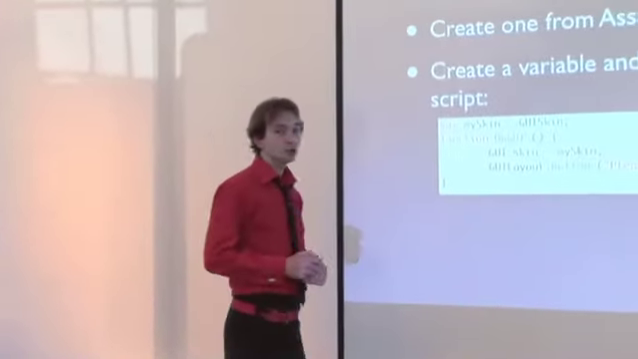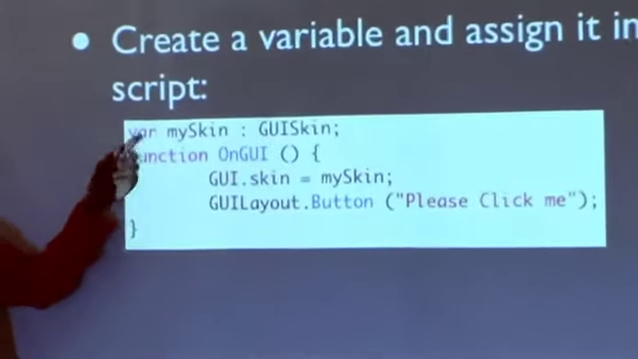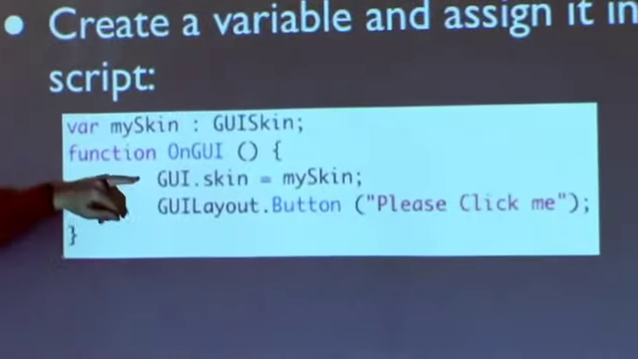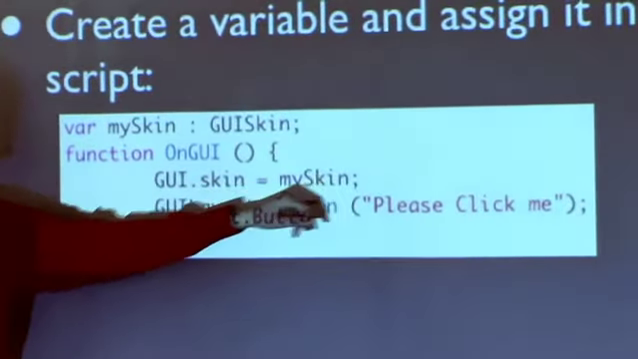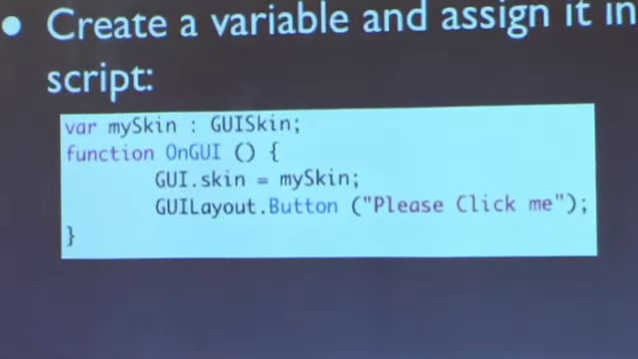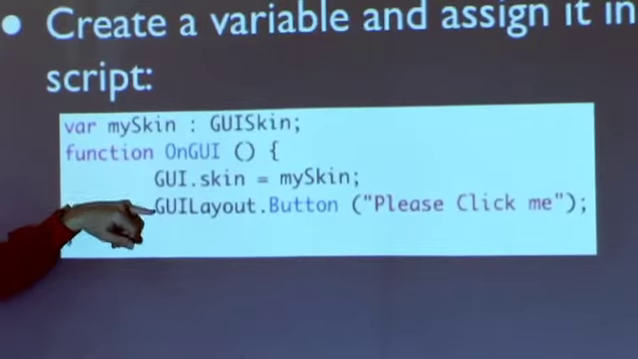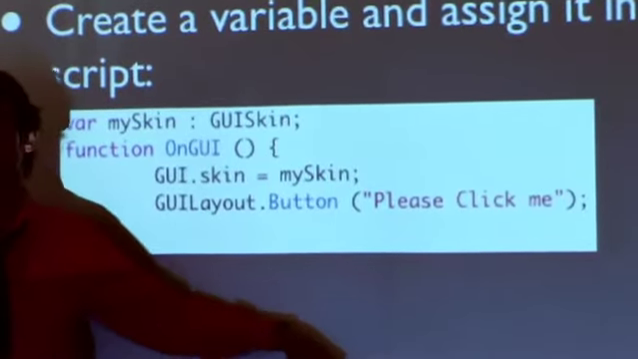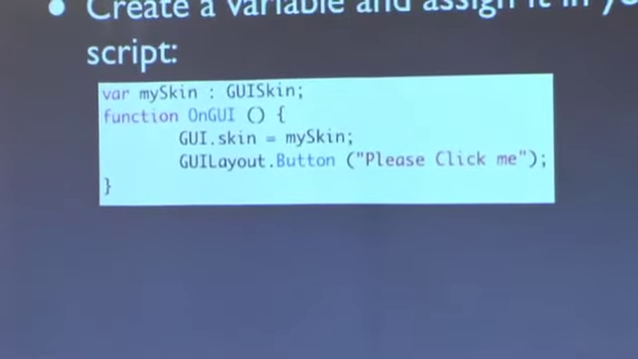Then, to actually use this GUI skin in your code, you create a variable for it, myskin equals GUI skin, and then at the top of your onGUI, you assign the skin you have assigned to the global GUI.skin. This means that all controls from here on down will be drawn in this style. If you have multiple styles, that's not a problem. You just do GUI.skin, have some controls, GUI.skin equals my other skin. And that will all work out correctly, also with all the layouting and sizing and padding. So you can mix and match completely freely.